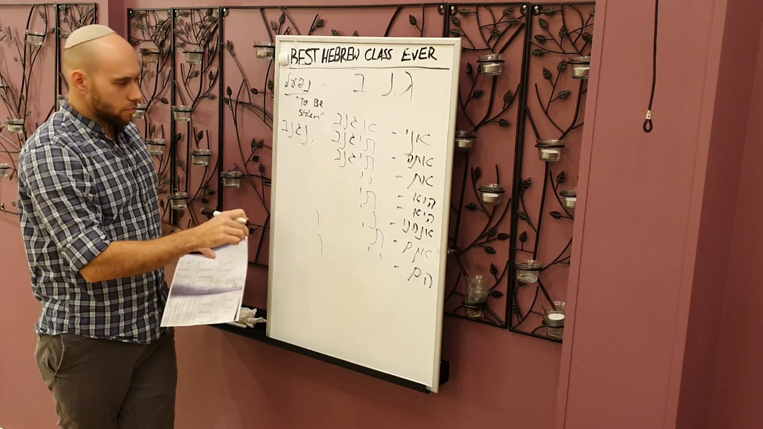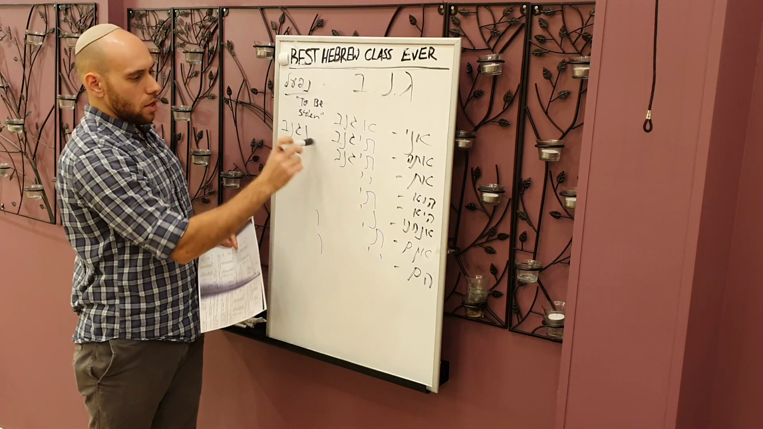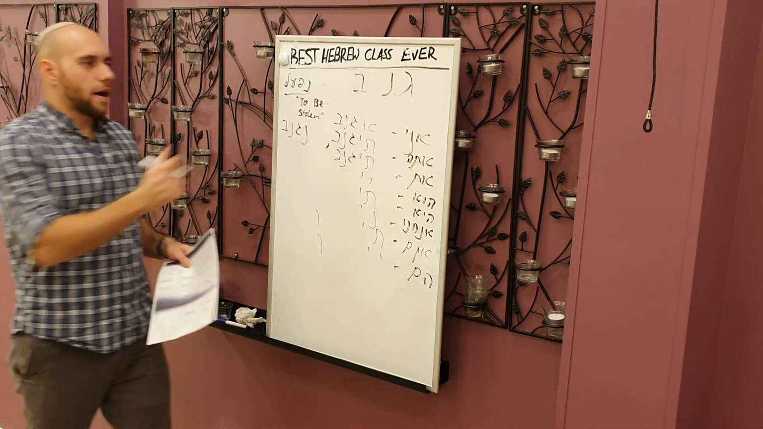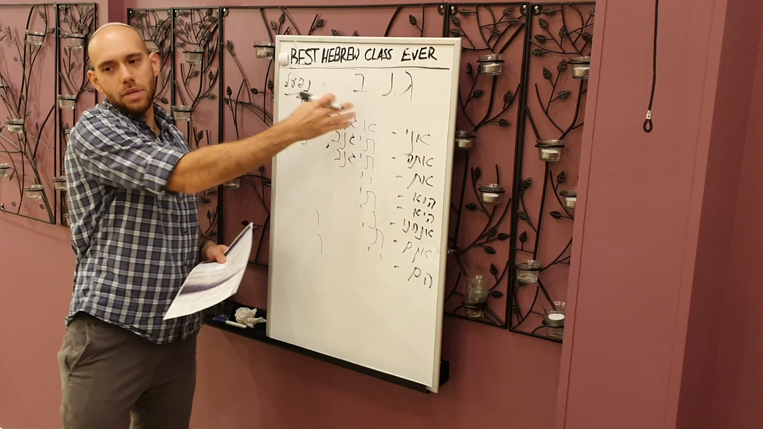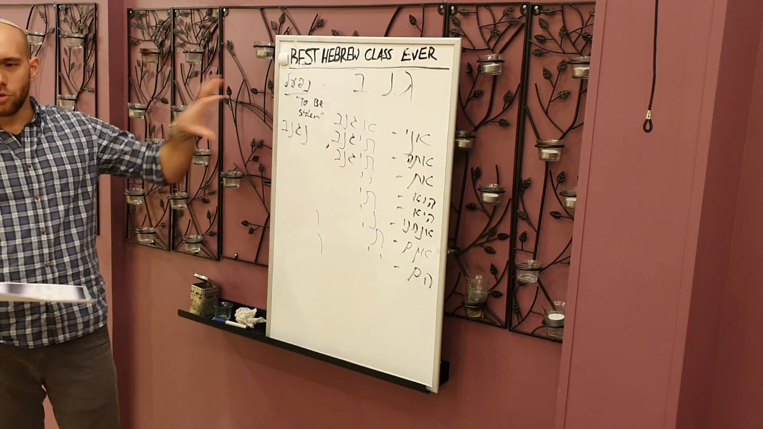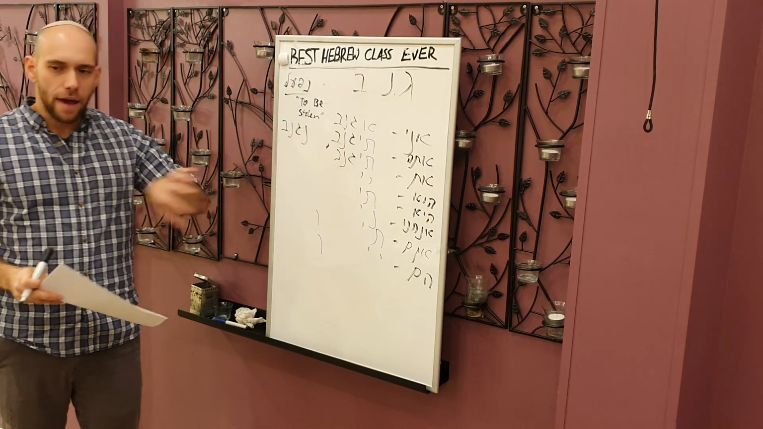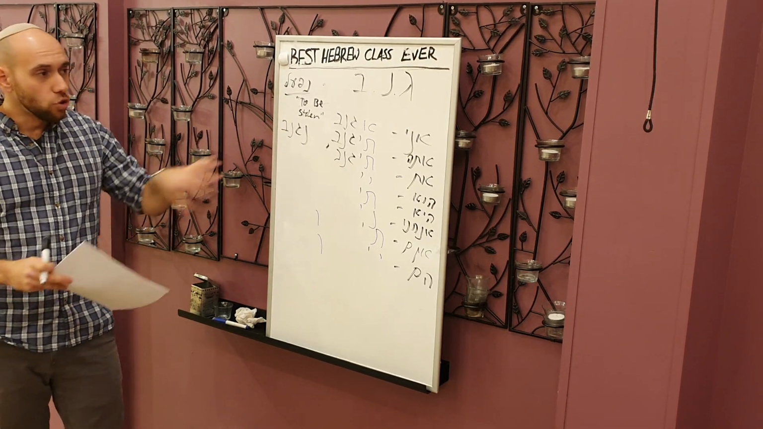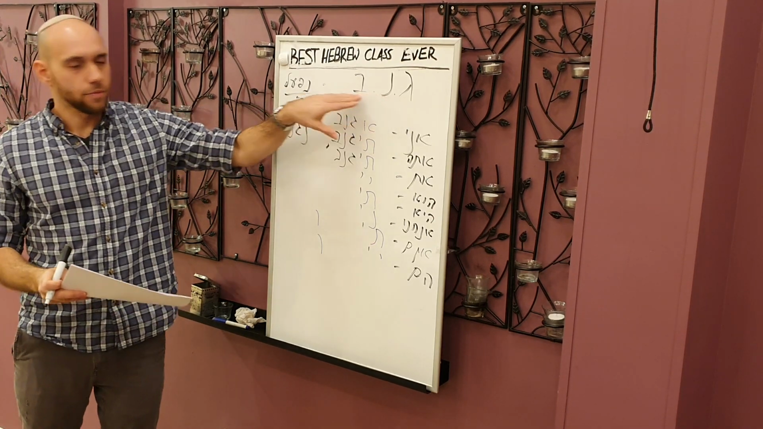How do you know that it's ganev? Is that always the sound that it's going to make? The vowels are part of the binyan. That's the beauty of it. It's like a template. Think of the vowels as built into the binyan, built into the template. You're only changing the root letters.